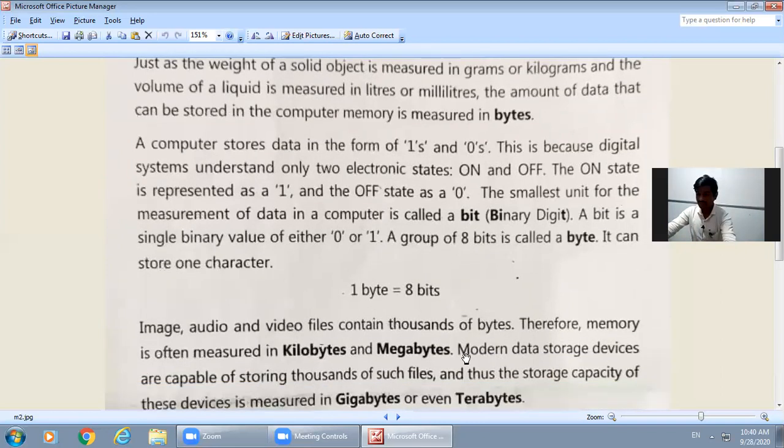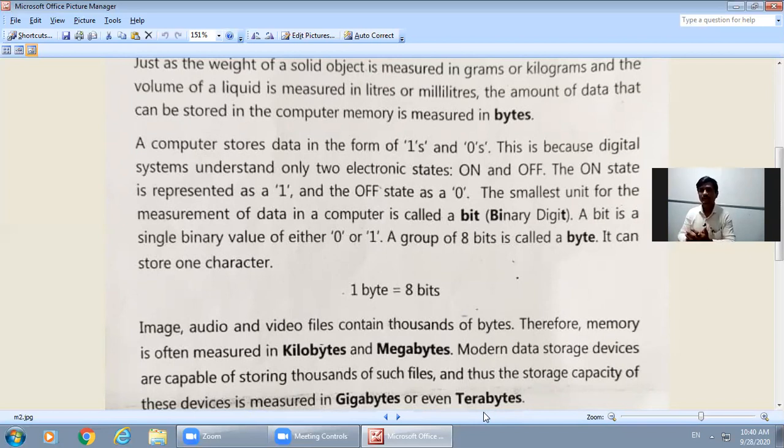Next, we'll see. Modern data storage devices are capable of storing thousands of such files, and thus the storage capacity of these devices is measured in gigabytes or terabytes. If you want to store the maximum data in our computer, then that data will be calculated in gigabytes or terabytes, meaning GB and TB.